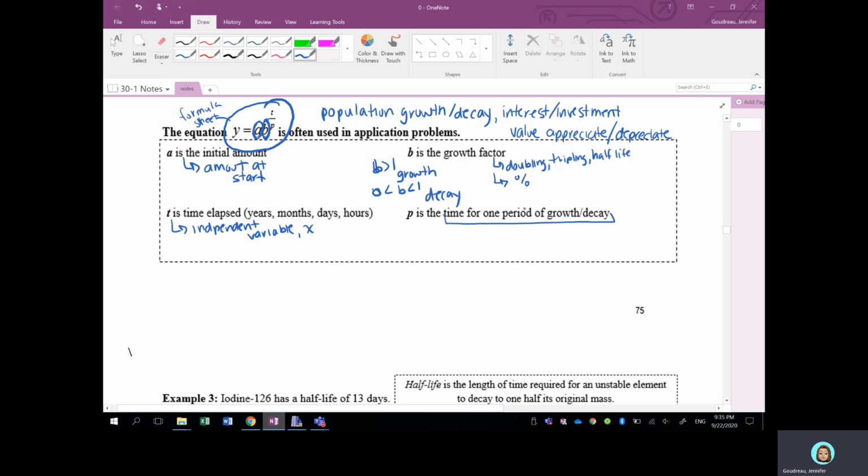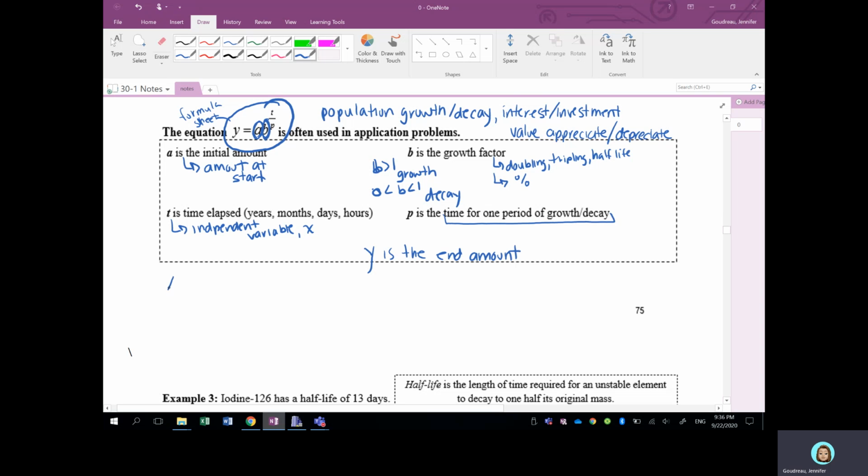One we should also recognize here is Y. Y represents the end amount. So if we have exponential growth, our Y value will be greater than our A value. If we have exponential decay, our Y value will be less than our A value. So Y is the amount that we have at the end of whatever period of time we're letting it grow for. So we're going to use this basic equation.